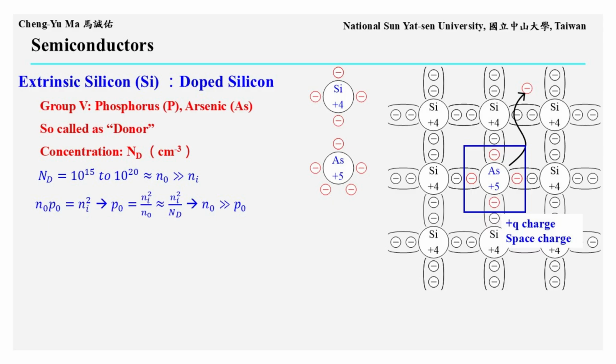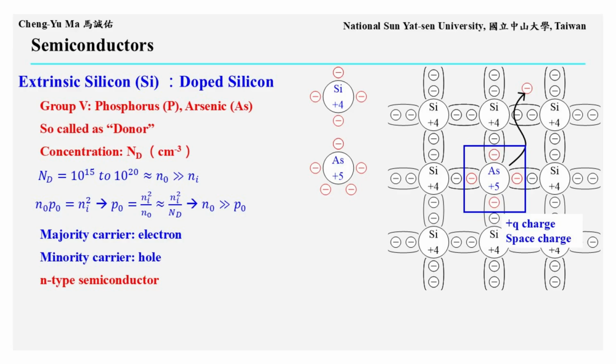As mentioned earlier, under thermal equilibrium, the product of the electron concentration and the hole concentration inside a semiconductor equals Ni squared. This property also applies to extrinsic semiconductors. Therefore, for a semiconductor doped with donor concentration Nd, its hole concentration is approximately Ni squared divided by Nd. Under general conditions, the electron concentration N0 is much larger than the hole concentration P0.